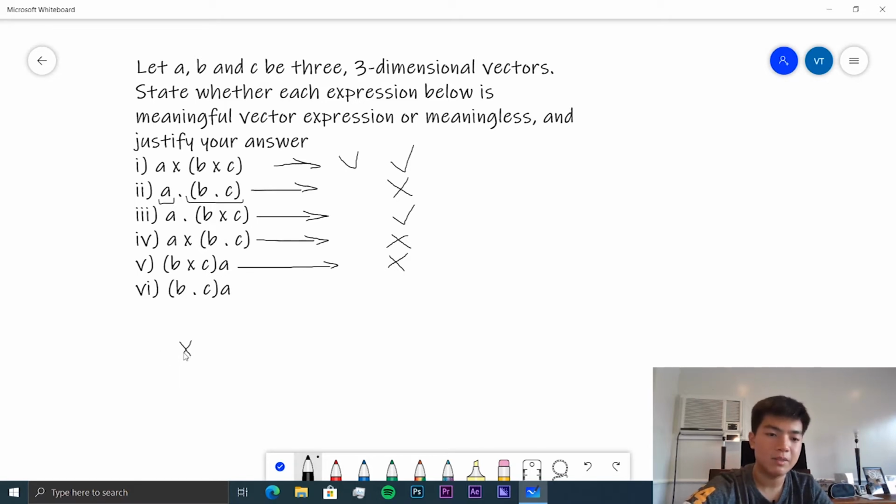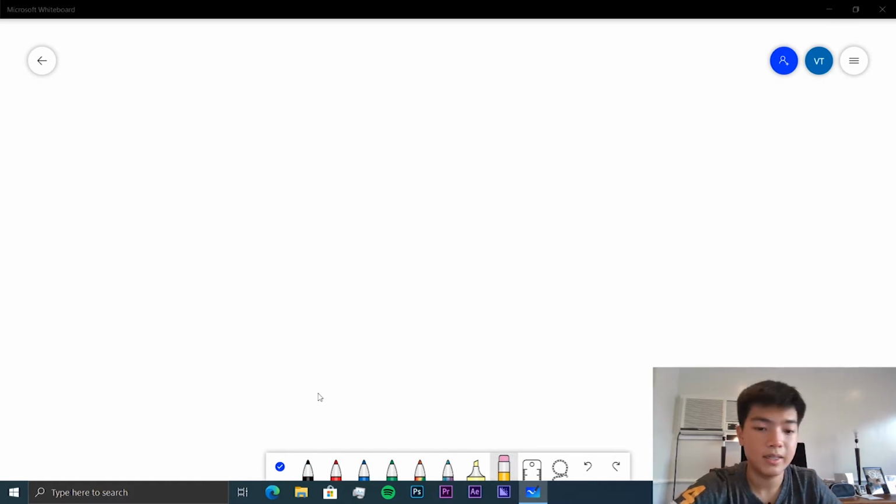That's weird. So you're trying to do a vector multiplied to a vector using scalar multiplication, so that's meaningless. Remember, if there's no times symbol in between, this is scalar multiplication. And finally, B dot C times A is meaningful since this over here is a scalar and we're multiplying it to a vector, so it's meaningful. Nice.